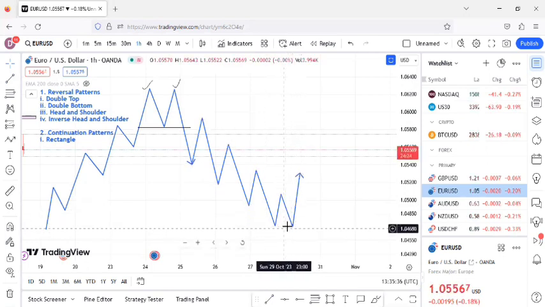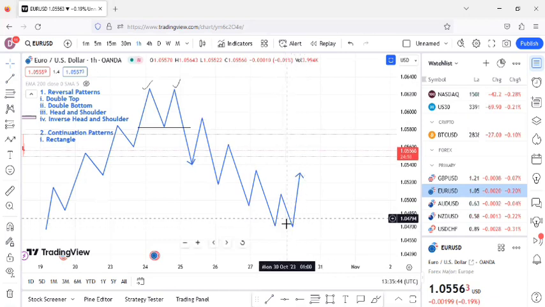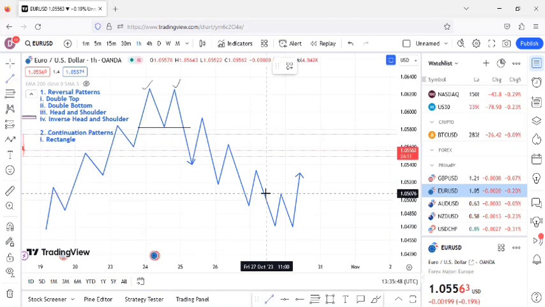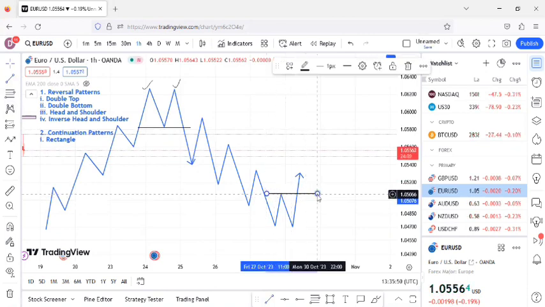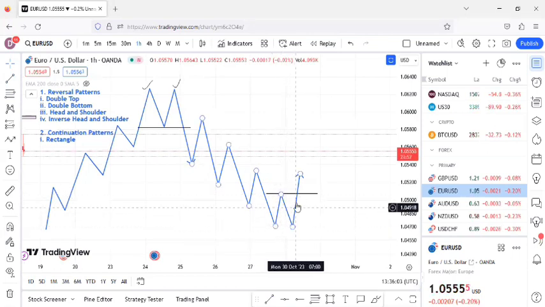So the moment you have an equal low, that the price is unable to print a lower low, then you should be preparing. If you have any short position, you should be preparing to get out of them. Because the moment the price breaks the neckline, you have a reversal already. So as soon as you have this equal low, there is a potential reversal. But this pattern is not completed until you have a break of the neckline.